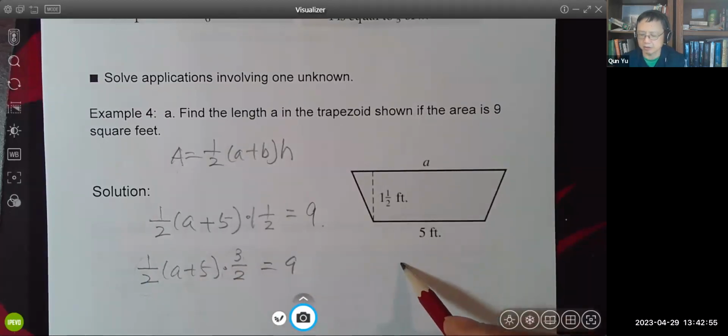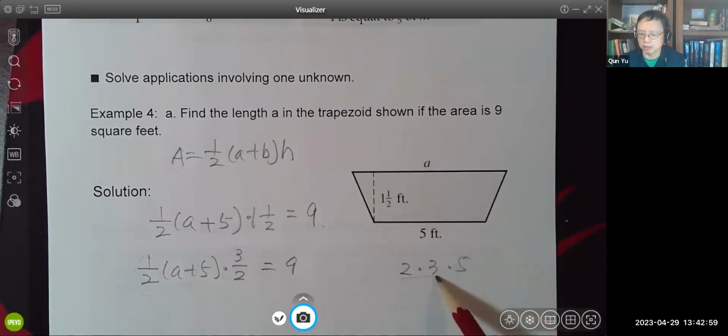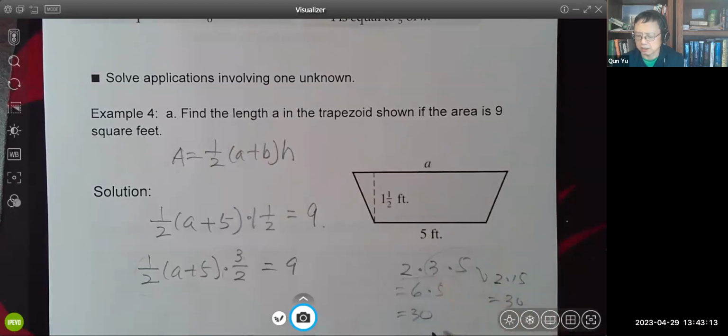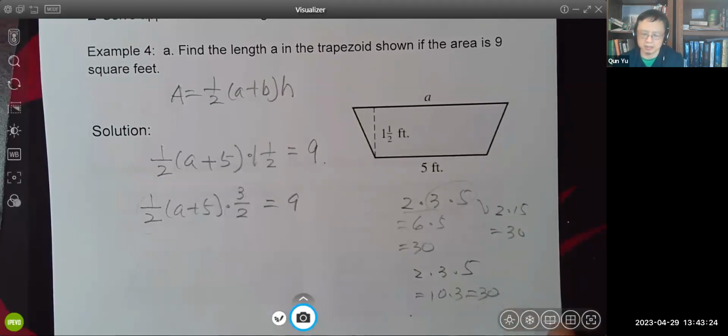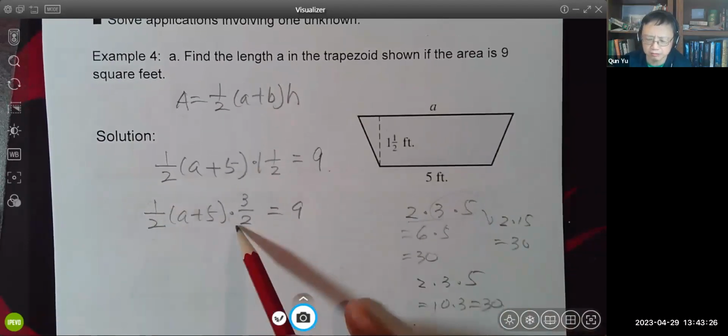Let me give you an example. 2 times 3 times 5. If you multiply these two together, you get 6, then multiply by 5, then you get 30, right? How about I multiply these two together? Then I will get 2 times 15. I still get 30. How about let's rewrite that. How about I multiply the first and the third together? I get 10 times 3, it's still 30. So order doesn't matter. That's why I can multiply these two together first.